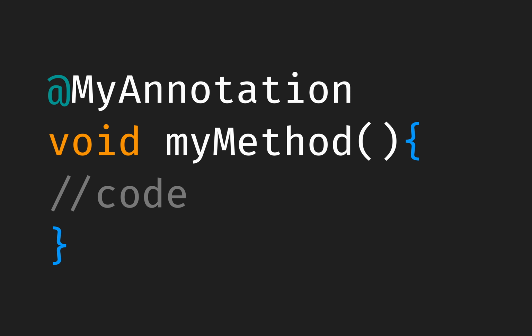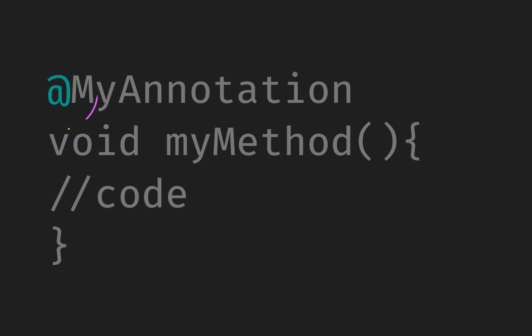They are not part of the code that gets executed, but they can provide information to other tools or libraries that read your code. Annotations start with the @ symbol. For example, @myAnnotation. The @ character indicates to the compiler that what follows is an annotation.